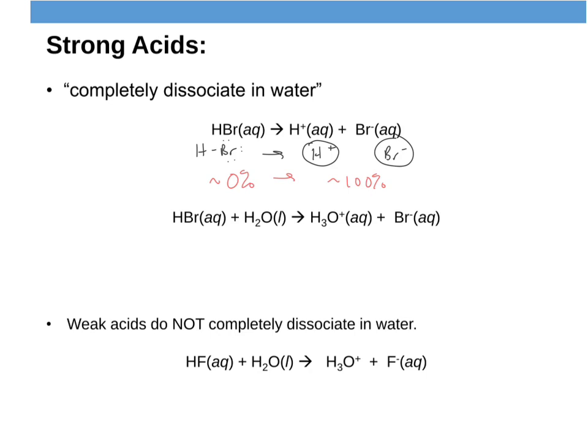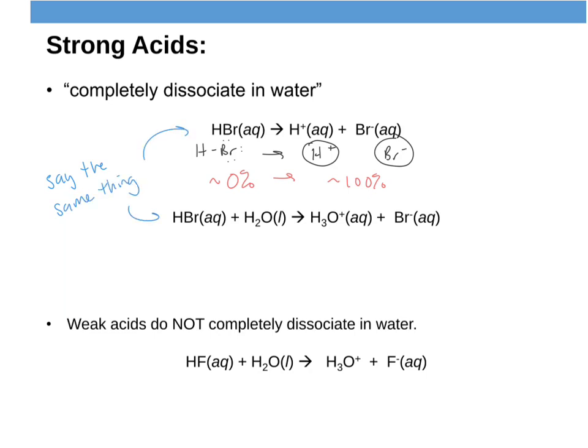I put here just aqueous hydrobromic acid splits up into H plus and Br minus, and I am okay with that. You might also see HBr plus water, written like it's a reactant, giving you H3O plus and Br minus. Either of these is fine. They're basically saying the same thing.